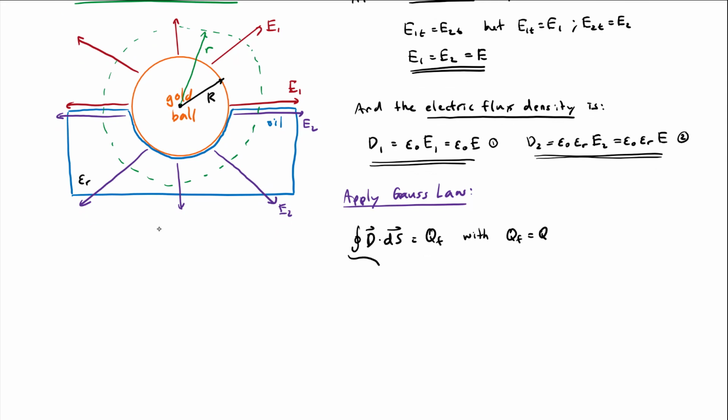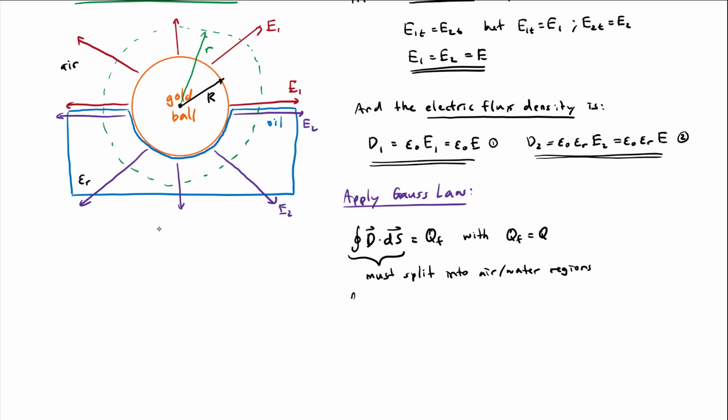Now the one thing you have to watch out for is this integral. This is the closed integral of D dotted with dS, so we have to split this up into the top and bottom halves, so into the air and oil regions. So this assumedly would be in air at the top.